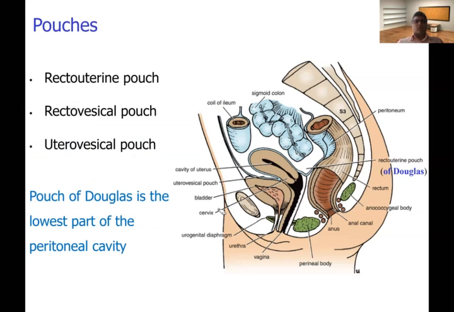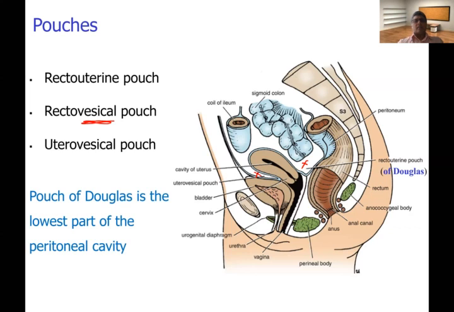Then about the pouches, we have already mentioned the rectouterine pouch here in a female. I'm referring to the rectouterine pouch, which is also called the pouch of Douglas, and in front you get the rectovesical pouch between the rectum and the bladder. Vesicle refers to bladder. Okay, rectouterine behind, rectovesical in front.